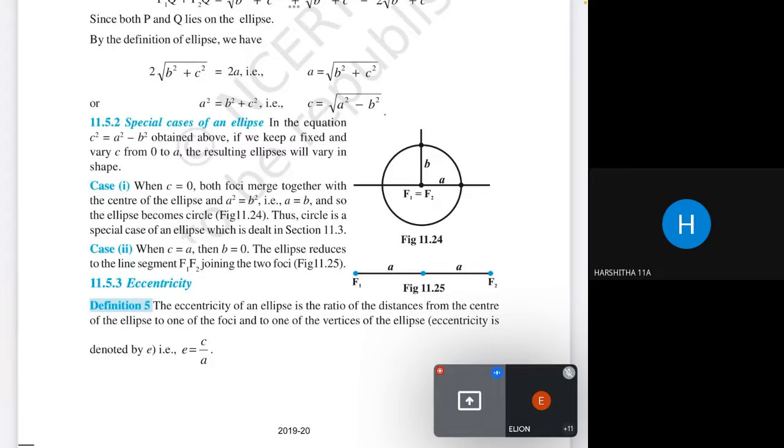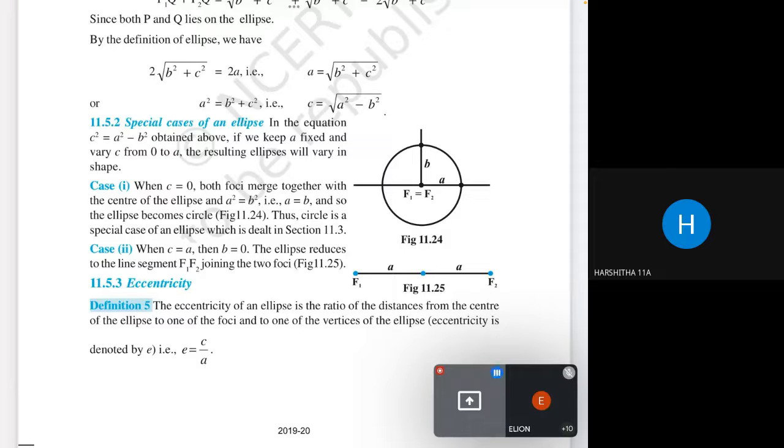It becomes an ellipse, just like an egg shape. When you are pressing this one, you are going to get the circular shape. Second case is c equal to a and b is equal to 0. In case b equals 0, the ellipse reduces to the line segment F1 F2 joining the two foci. It becomes like this when you are pressing the ellipse only, just like a straight line. You are going to get one line segment.